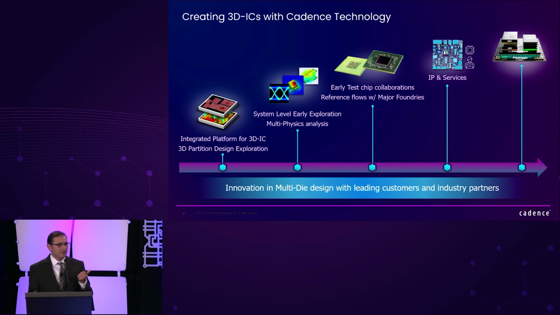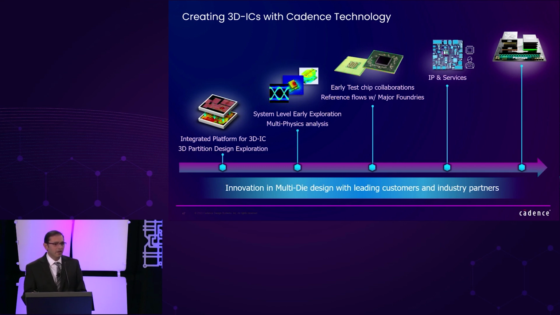We also have system level early exploration and multi-physics analysis flows that help model the system early on, and some of that information can be used to design 3D ICs in a more effective way. We have early test chip collaborations and reference flows with all major foundries. And we do have die-to-die communication IPs and other multi-die IPs that are a key part of the ecosystem. And we do offer services also to build some of these 3D ICs or complex chips. If this is the first time you are going into the world of 3D IC or multi-chiplet design, we do offer some services for that.